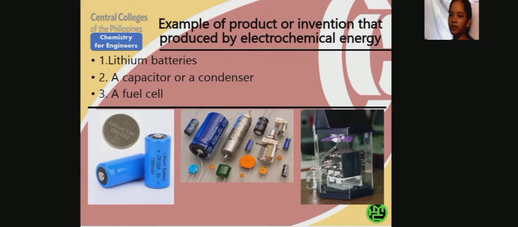Next is a capacitor. Capacitor is also known as condenser. And why is capacitor called condenser? Because condenser was associated with it because it was supposed to condense the electric charge. And the meaning of capacitor is a device that stores electrical energy in an electrical field. The primary use of capacitor is for electronic circuits to block the direct current while allowing the alternating current to pass. And capacitor is also for storing electrical energy.